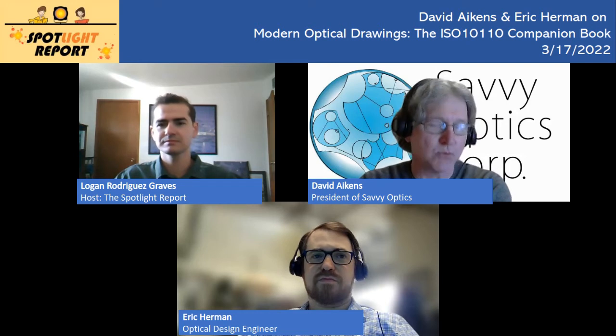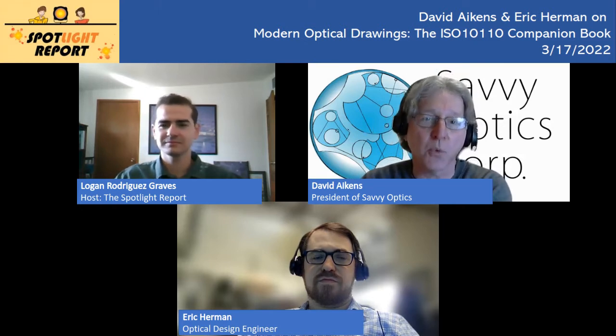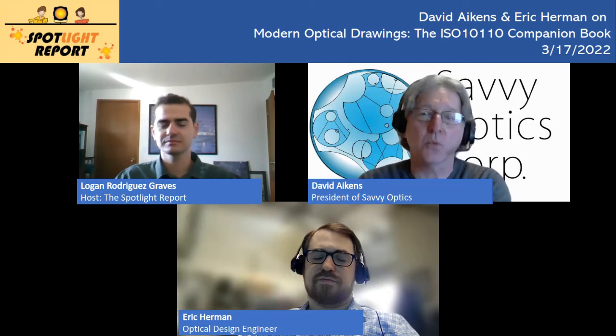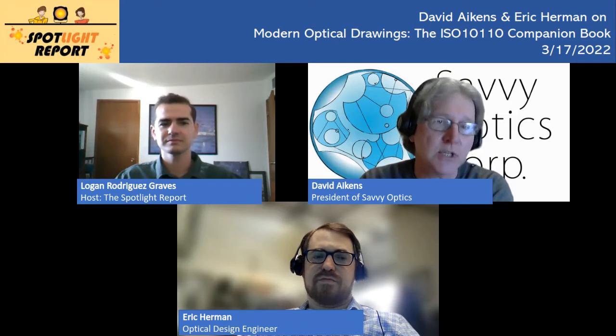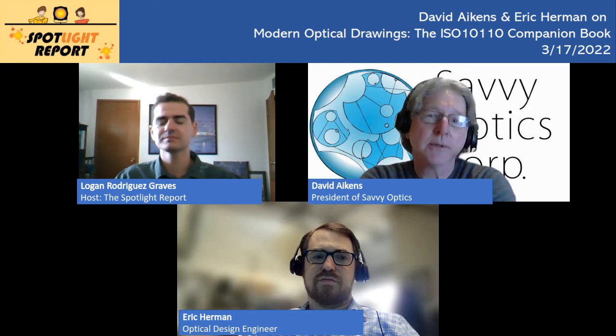And ISO 10110 really is a companion standard. It is a companion to ISO 1101, or what we use in the US, ANSI Y14.5, which is a system of notations called geometric dimensioning and tolerancing, right? The problem is GD&T doesn't have any notations for optics tolerances, for the things that we need to put in the drawing. So that's all ISO 10110 really is, a system of notations for the optics part of the tolerances.